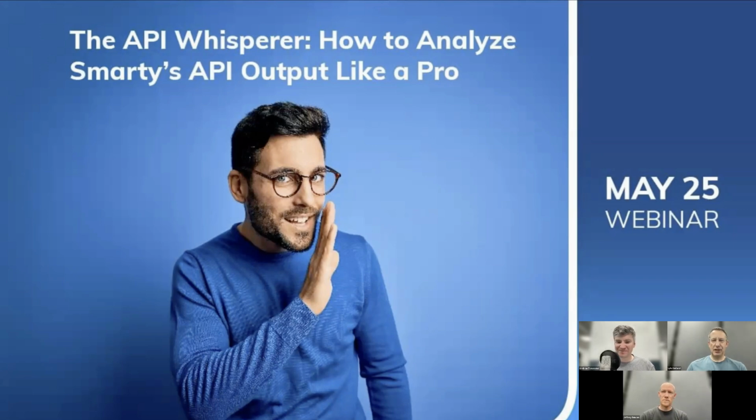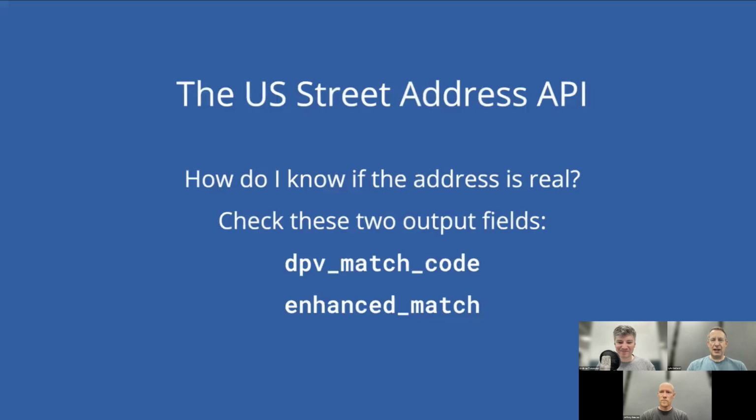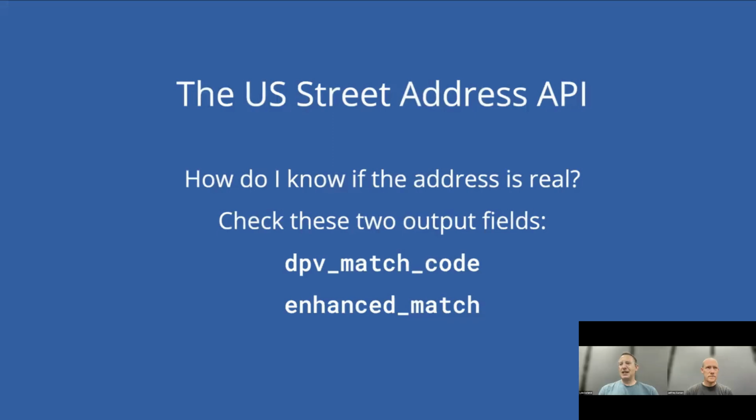Beautiful splash page. Let's jump into my first slide. Today, we're really answering the question of when you're looking at all the output from our API, and there's a lot of output fields, both the US street address API and the international street address API, how am I going to know if the address is real? That's essentially the question we're looking at today.